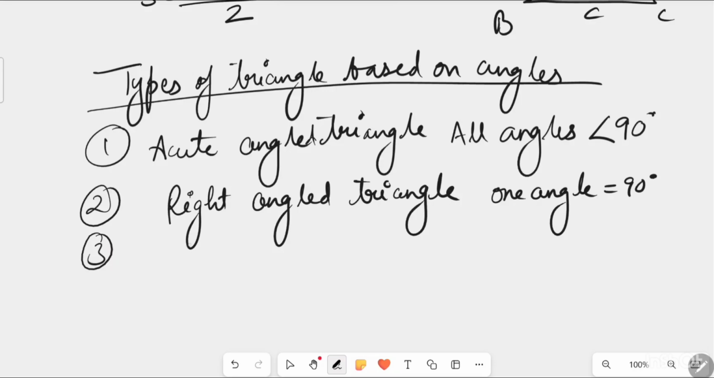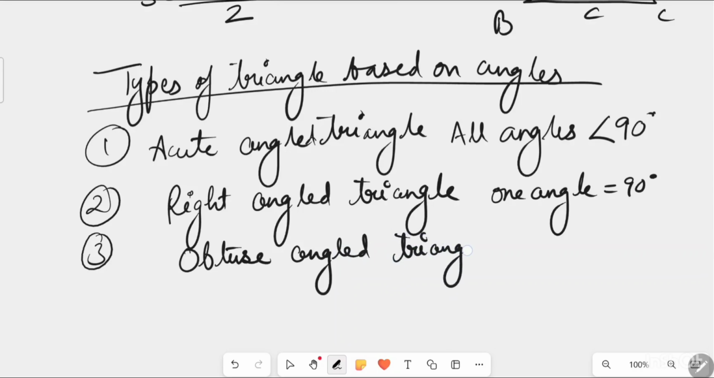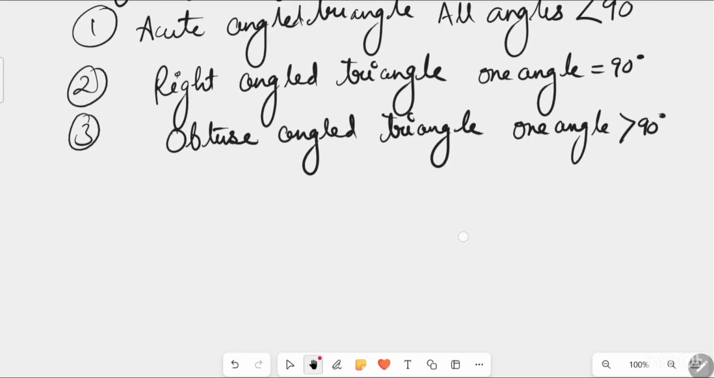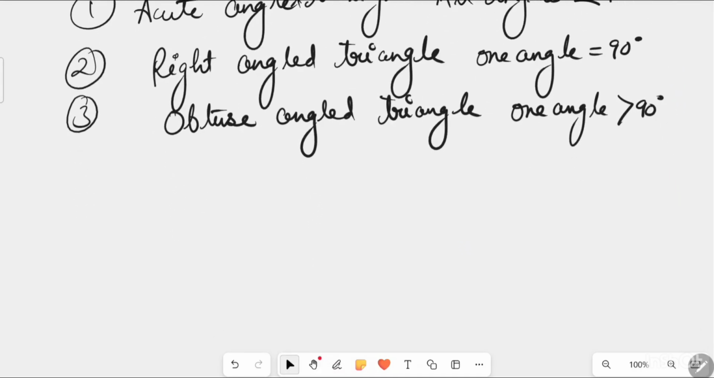Number third is the obtuse angled triangle. One angle is greater than 90 degrees. In TGT papers, they love mixing angle-based and side-based questions. For example, find the area of an isosceles right triangle.